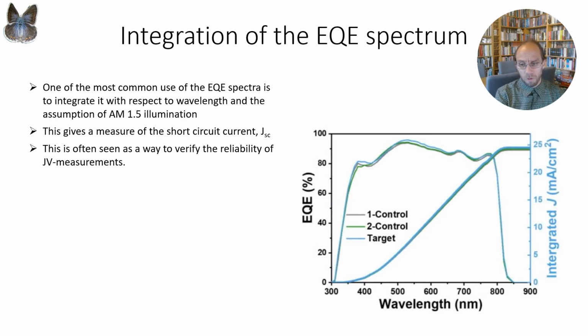But one of the most common uses of a measured EQE spectrum is to integrate it with respect to wavelength under the assumption that you have AM1.5 illumination. And if you do this, you get an estimation of the short circuit current for your cell. And this short circuit current is often seen as a way to verify the reliability of IV measurements, which for the perovskites have been a concern due to, for example, high hysteresis, ionic motion, slow response times and degradation.